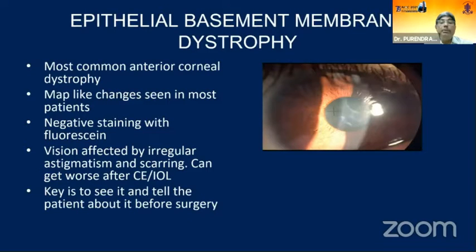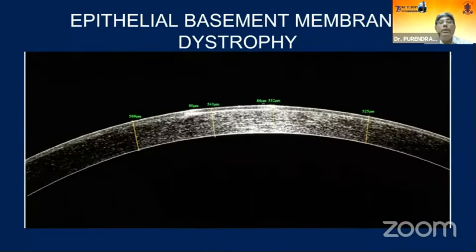Coming to epithelial basement membrane dystrophy, which is very subtle, it can be missed by a general ophthalmologist or an early young ophthalmologist. This is the most common anterior corneal dystrophy. Map-like changes are seen in most patients. There is negative staining with fluorescein, vision is affected by irregular astigmatism and scarring, and it can get worse after IOL implantation. The key is to see it and tell the patient about it before surgery.